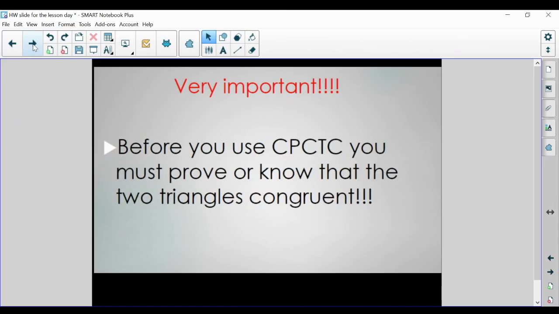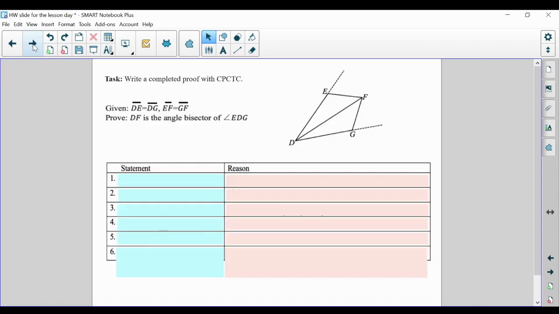Welcome back. So very important. Before you use CPCTC, you must prove or know that the two triangles are congruent by using the five triangle congruency criteria: side, side, side, side, angle, side, angle, side, angle, angle, side, and HL. We need to use these five triangle congruency criteria first in order to use CPCTC. So let's begin writing the complete proof. And how do we use CPCTC? First, we'll have to label the triangle.